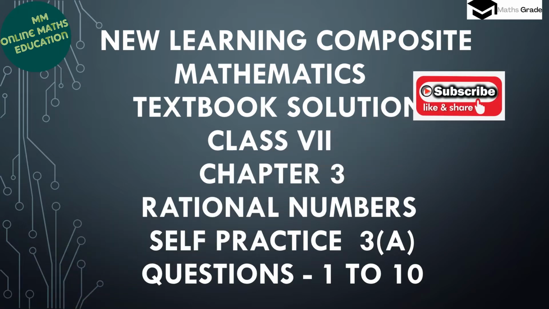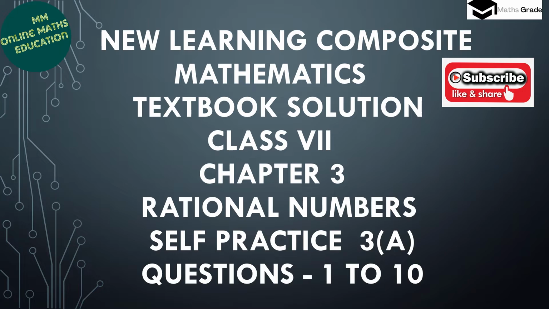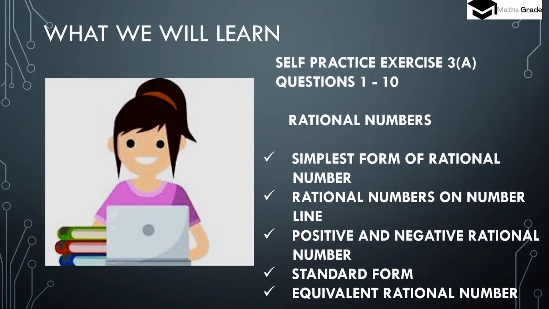Let's get started and solve some questions. What we learn today? Today we learn and solve self-practice exercise questions 3a, questions 1 to 10 of chapter rational numbers, and topics are simplest form of rational number, rational numbers on number line, positive and negative rational numbers, standard form and equivalent rational numbers. Let's solve some questions.